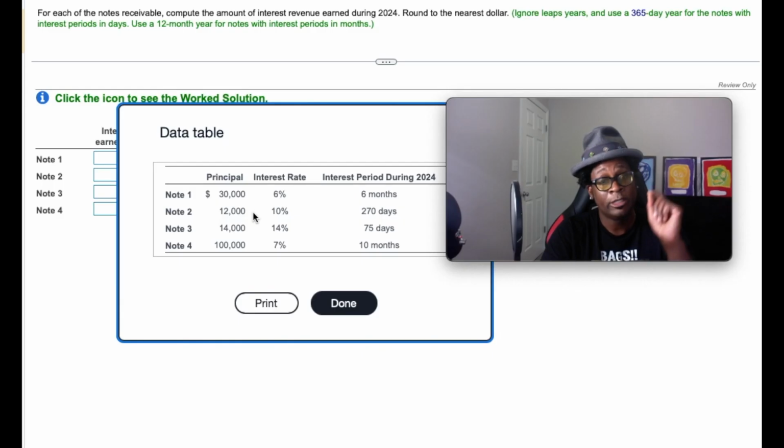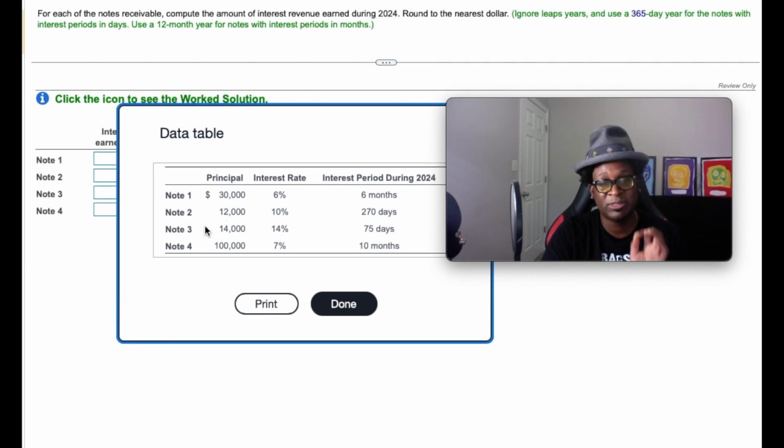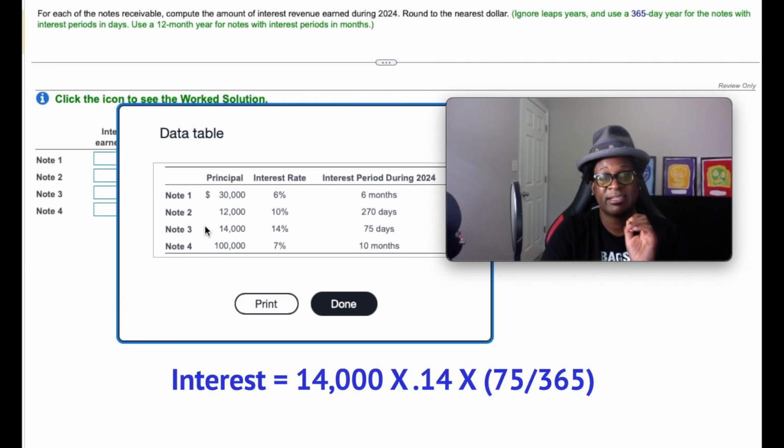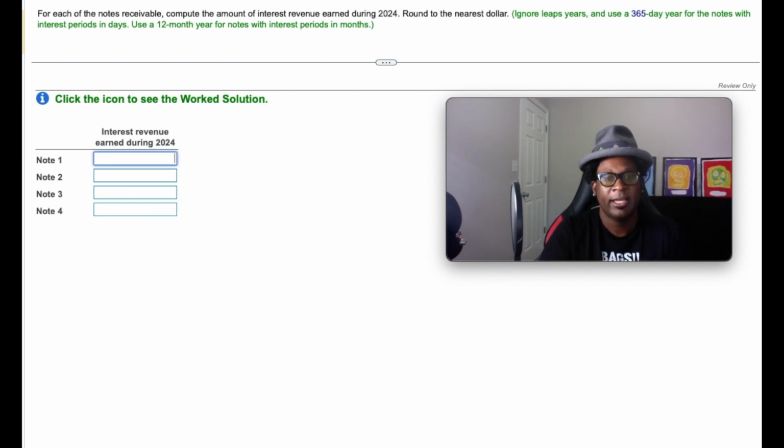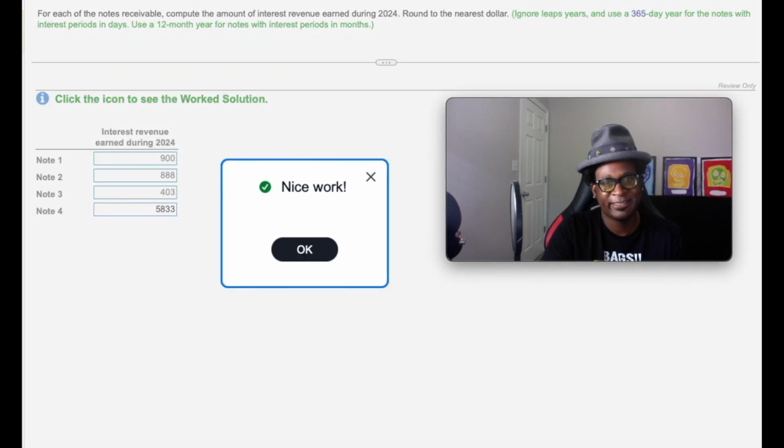Yes, definitely. Note number 3's interest calculation would simply be $14,000 times 14% times 75 days divided by 365. And last but not least, gang, for note 4, we're going to take the $100,000 multiplied times 7% times 10 over 12. And so if we simply input those values into the correct cells and check our answer, nice work, gang. So there you have it, a really quick illustration of how to properly calculate interest.